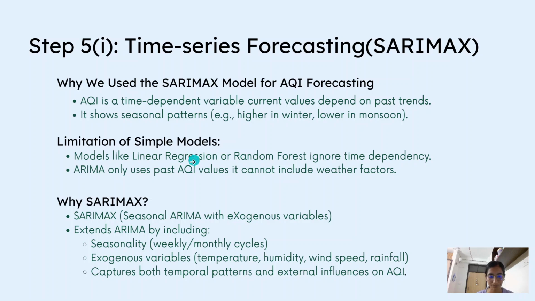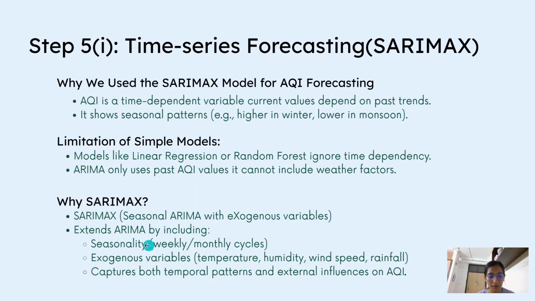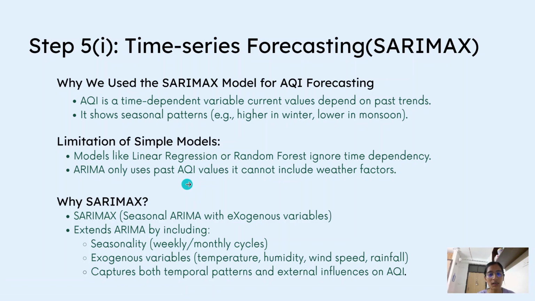And in SARIMAX, we can include the seasonality, which is a weekly or monthly cycle, and exogenous variables: temperature, humidity, weather, wind speed, rainfall. We can study all these in the SARIMAX model, whereas the ARIMA model is just a simple model.